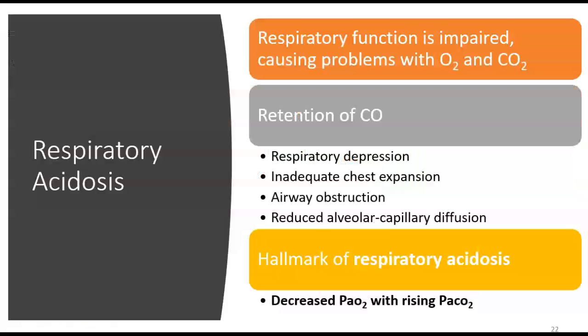Another type of acidosis is respiratory acidosis, and this results when respiratory function is impaired and the exchange of oxygen and CO2 is reduced. This problem causes CO2 retention, which leads to an increase in the hydrogen ion levels and acidosis. Some things that can cause retention of CO2 include respiratory depression and inadequate chest expansion, and again, respiratory depression can be caused by anesthetics, opioids, and electrolyte imbalances.